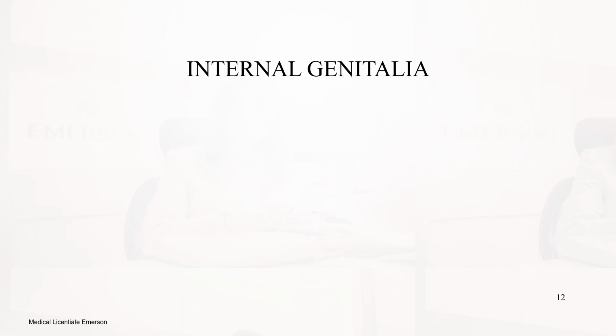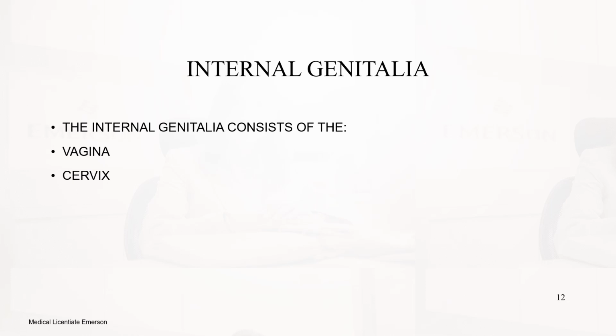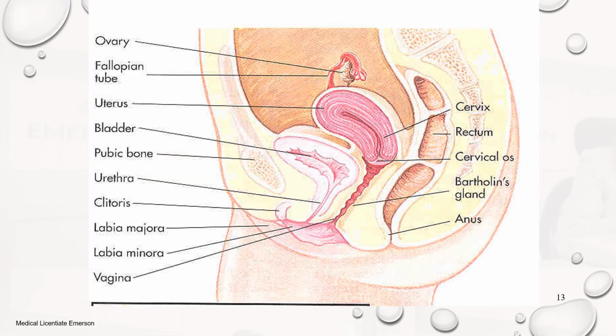So in short, we are done with the external genitalia. Now we are on the internal one. The internal genitalia consists of the vagina, the cervix, the uterus, fallopian tubes, and ovary. Okay, this is the internal one. That's what we are referring to as the internal female genitalia.